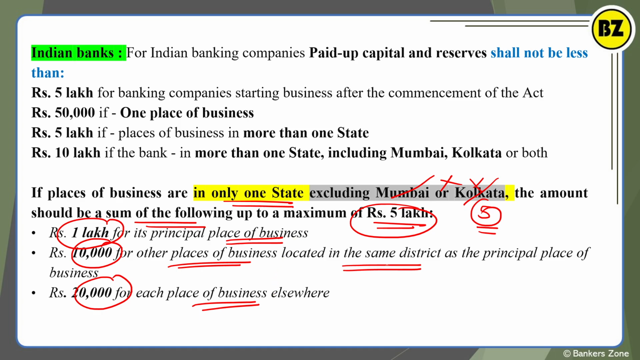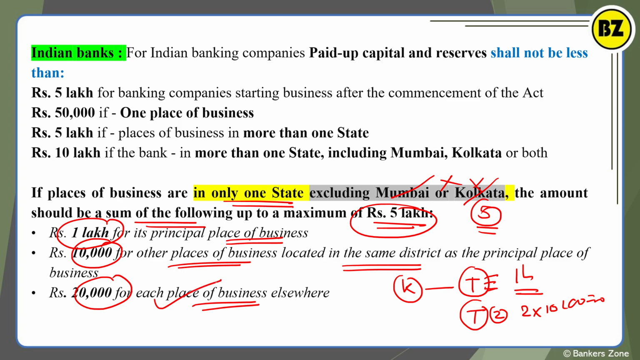Means what? Simply, you are having a branch in say Kerala. In Thiruvananthapuram is your head office or main branch of your bank. So for that main branch you have to deposit 1 lakh, right? And 10,000 for other places located in the same district. So again in Thiruvananthapuram we are having two more branches, right? So for those two branches, 2 into 10,000, total 20,000, and 20,000 for each place of business elsewhere.